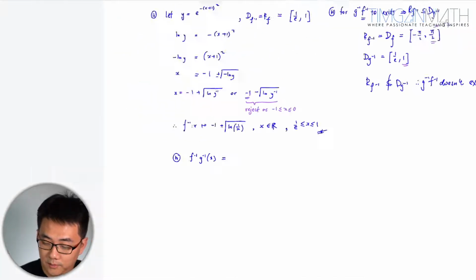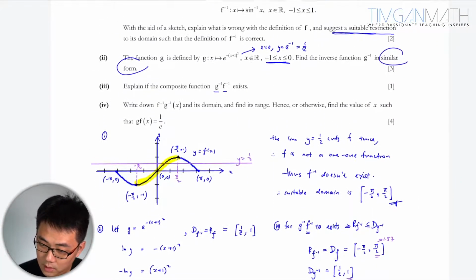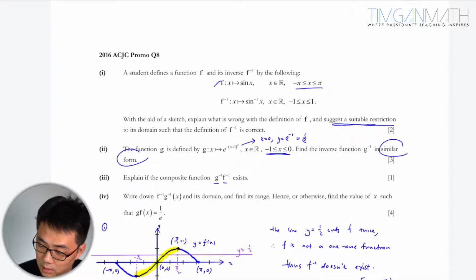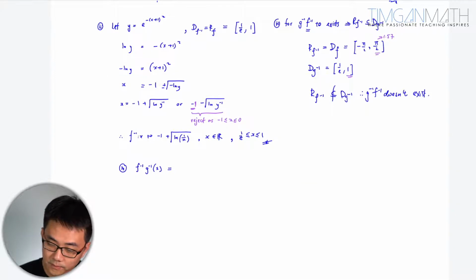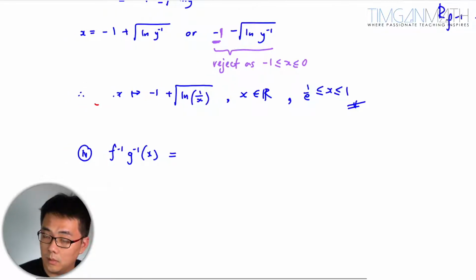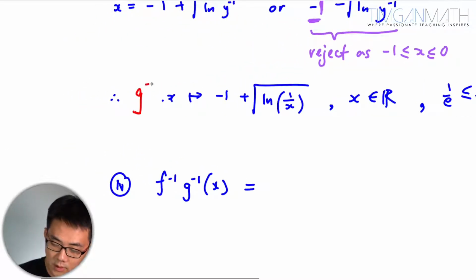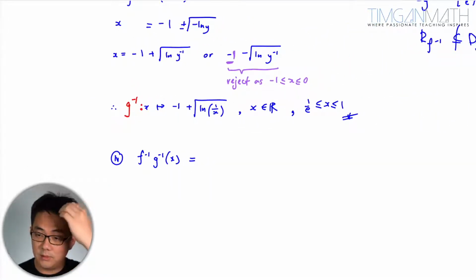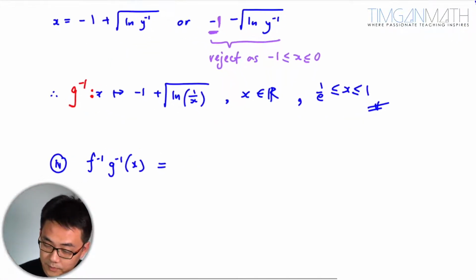This would just be g inverse here. We found g inverse, right? g inverse in similar form. So this is g inverse. Sorry, I wrote this as f. Okay, so g inverse in similar form, I'm going to write this as f inverse.